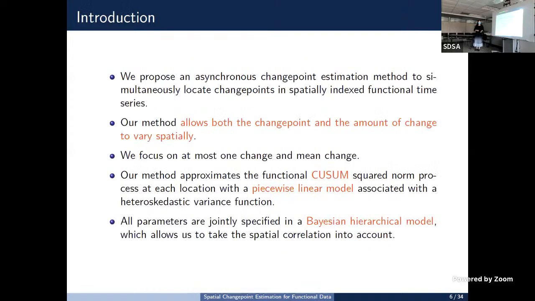So in my project, we would like to propose an asynchronous change point estimation method for the spatially indexed functional time series. Our method will allow the change point to vary spatially, so this is called asynchronous. We also allow the amount of change to be different for different locations. In our problem, we focus on the at most one change and only the change in the mean. Our method approximates the functional CUSUM-based process with a piecewise linear model with some variance function, and we specify all parameters in a Bayesian hierarchical model to consider the spatial correlation.